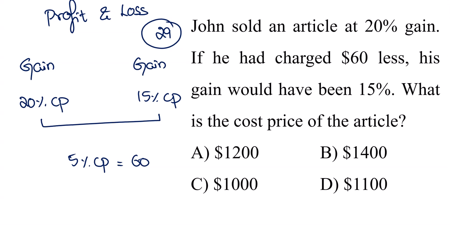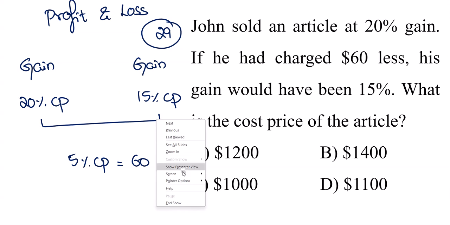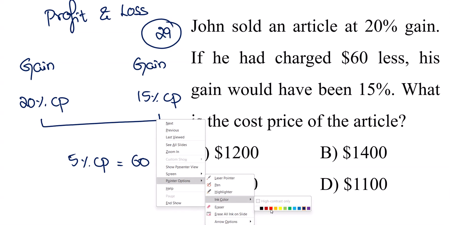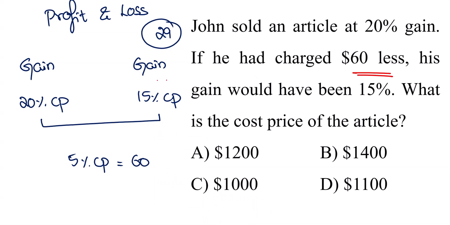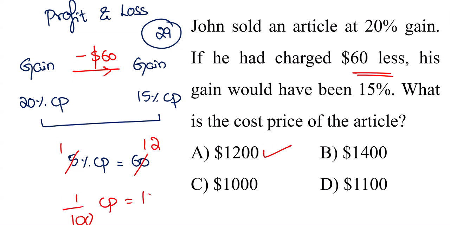The 5% is because you charge 60 rupees less, right? This is in terms of percentage, but equivalent amount. Why did this change happen? You reduced the price by 60 rupees. So 5% is 60, which means 1% is 12. Total cost price is 1200. 1% means 1 divided by 100 of the cost price is 12. So the cost price is 1200.